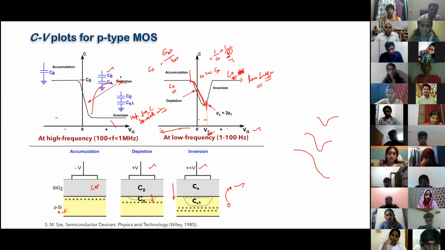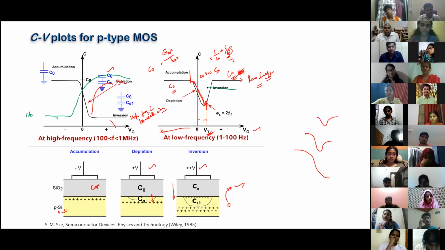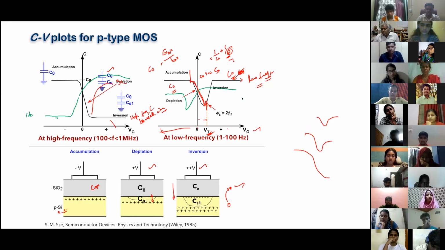My accumulation will start here, your depletion will start here, and your inversion will take place here. This is the high frequency. Here again it will be the accumulation, depletion, and inversion. Inversion will take place here, and that will be reversed. Nothing will change. Everything else will be the same.